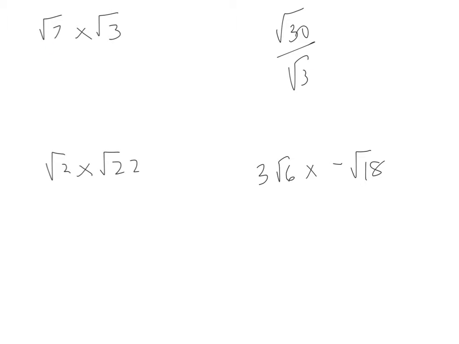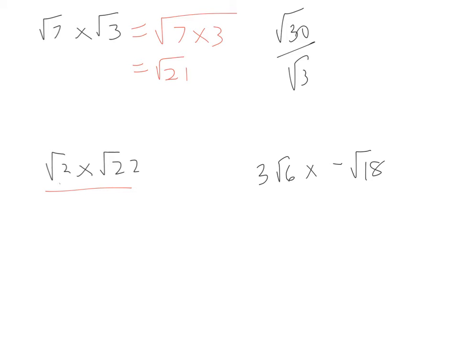We've got this root 7 times root 3. What we do, we can turn that into a really big square root. We can make that 7 times 3 and turn that into the square root of 21. Sometimes you may have to simplify, and let's just have a look. Oh, looks like this one may have to simplify.